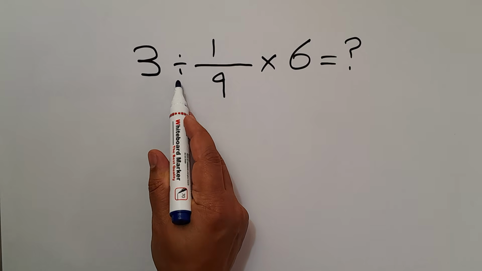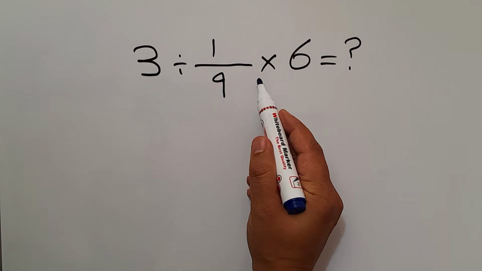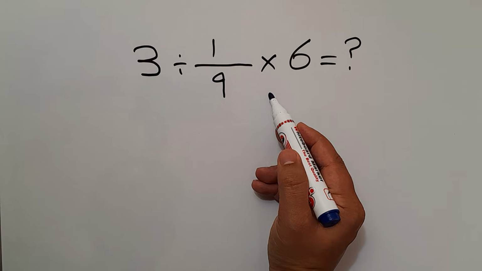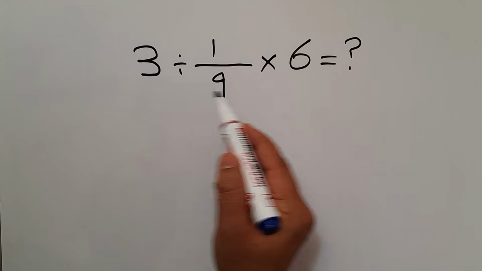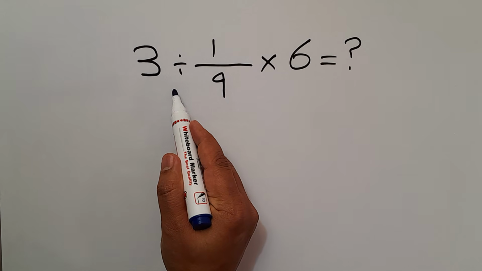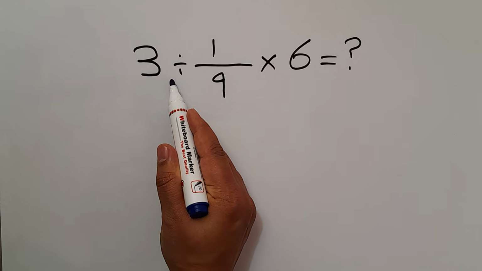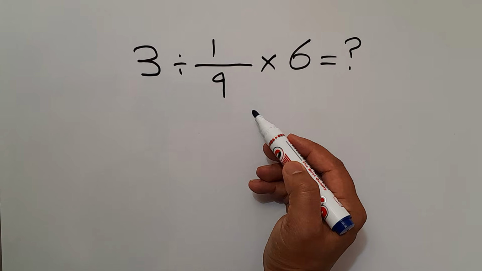In this expression we have one division and one multiplication. According to the order of operations, multiplication and division have equal priority and we have to go from left to right. So first this division and then this multiplication.